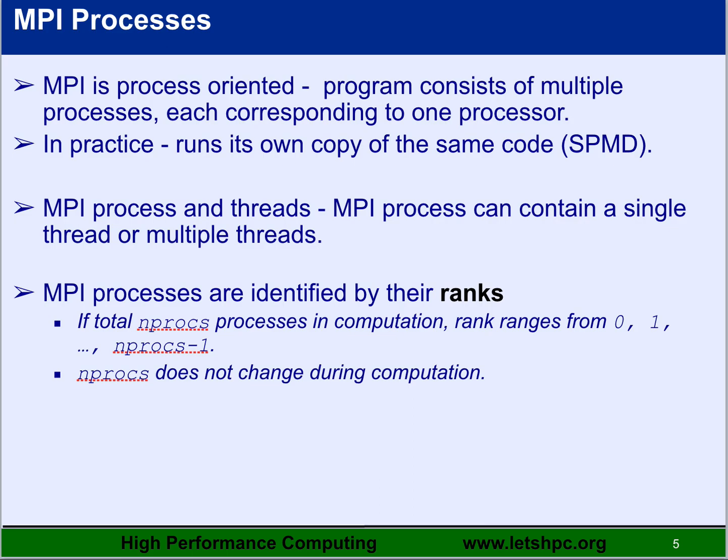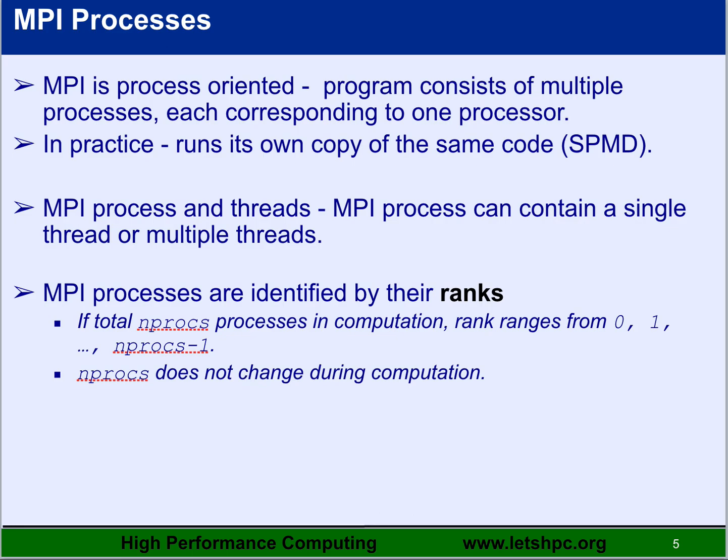MPI processes are identified by their ranks. Each process has a unique rank. If the total number of processes in a particular computation is denoted by nprocs, then the rank ranges from 0 to nprocs minus 1. Suppose there are 10 processes, so the ranks will range between 0 to 9, that is 10 minus 1. And this number of processes does not change during the computation.